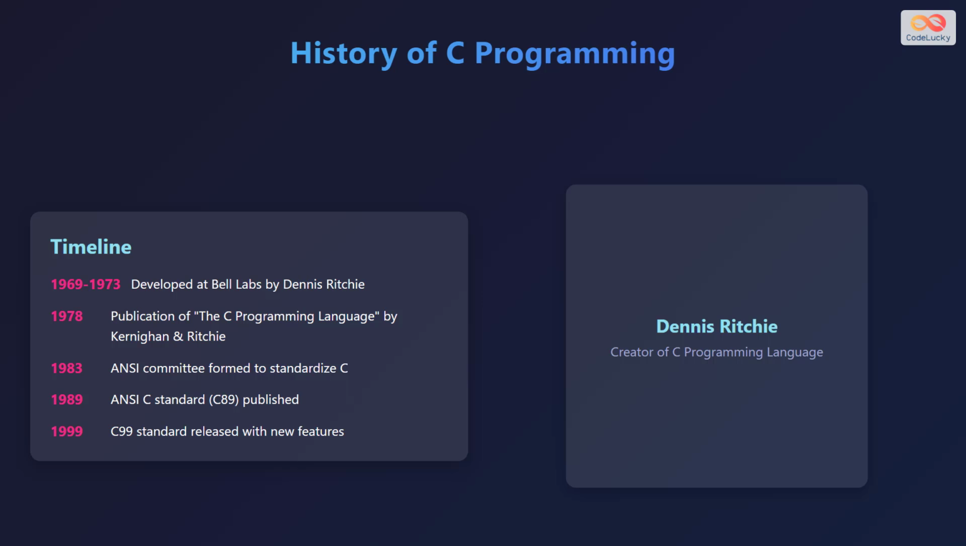In 1989, the ANSI C standard, also known as C89, was published. Finally, in 1999, the C99 standard was released with new features. Dennis Ritchie is credited as the creator of the C programming language.